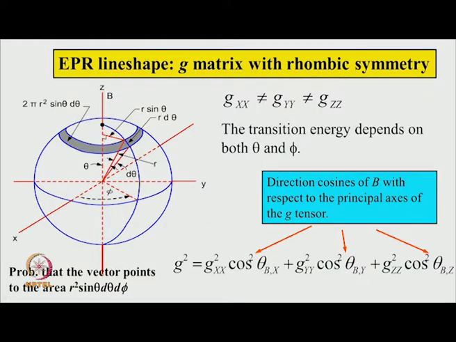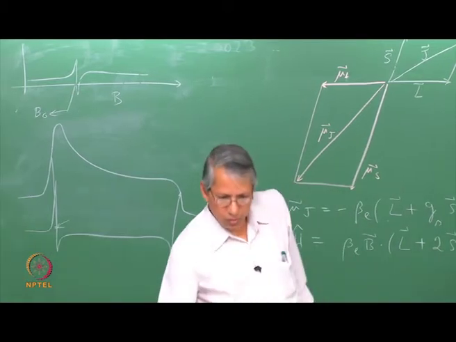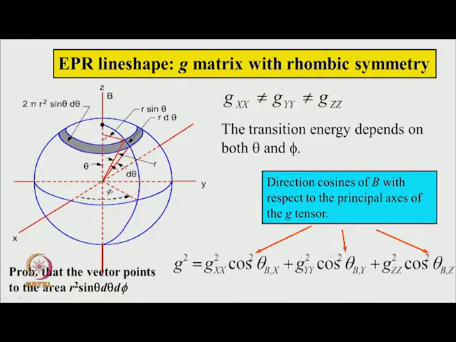Now, for rhombic symmetry, we have to do the same calculation, but it is a little bit more complicated. Instead of the shaded band, here we have to see the probability that the vector points to only a certain small region, that is r square sin theta d theta d phi, somewhere here. And then as theta and phi are varied, how this similar distribution is going to change, with the condition that G square is given by this relationship.